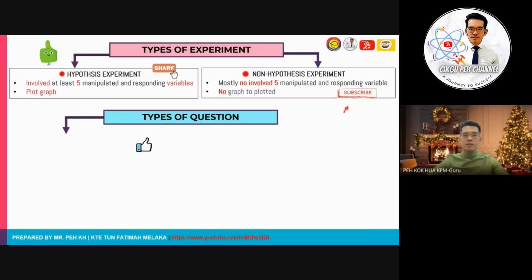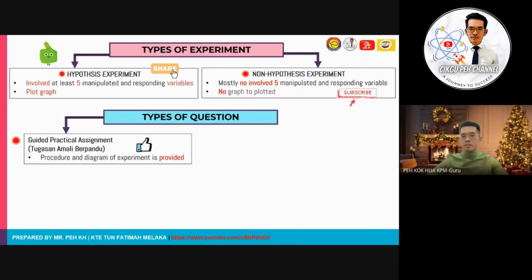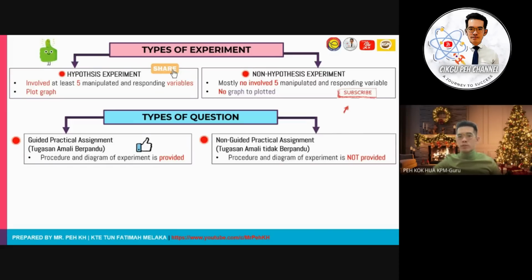Then the second, the type of the question can be classified into two types. From episode 1, I have already taught you how to answer this type of question where the procedure and diagram are provided in the question. And the second type is the non-guided practical assignment, which we know as the Tugasan Amali, tidak berpandu, where the procedure and diagram are not provided in the question. I will discuss this with you in this video.